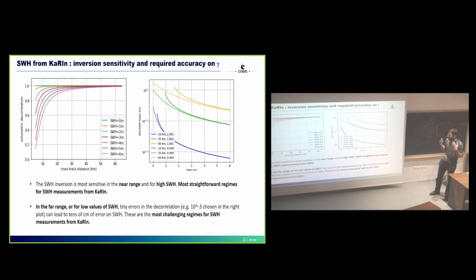So really what you have to remember from all of this is that the most challenging regimes are the far range and small significant wave height. When you look at the data, please keep this in mind: these are going to be the most challenging regimes. This is where most likely you're going to see biases and artifacts.